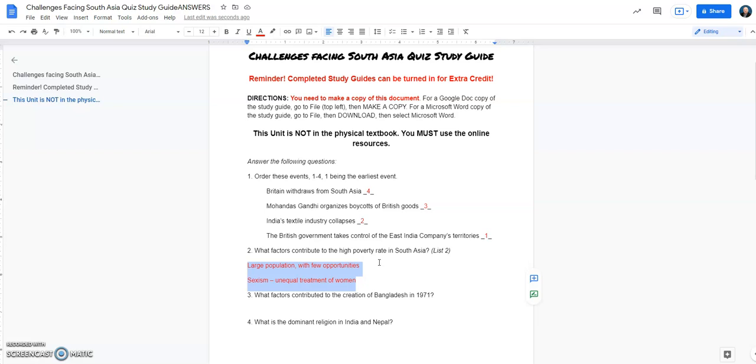So when you take half of your population and you say you're not allowed to work, you're not allowed to make any money, of course your poverty rates are going to be higher, because half the population is not allowed to work. They're not allowed to contribute. So there you go. Question number 2.